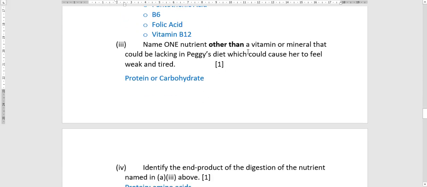Part 3. Name 1 nutrient other than a vitamin or mineral that could be lacking in Peggy's diet, which could cause her to feel weak and tired. Protein, carbohydrate. Protein because your body needs protein to make anything in your body, whether it be enzymes, your hair, skin, ligaments, etc. But with respect to this question, the most important protein would be enzymes, which are essential to maintaining your body's metabolism to keep all the various chemical reactions going in your body and functioning efficiently. So without those enzymes, your metabolism will slow down, which could then mean not providing energy as it should.